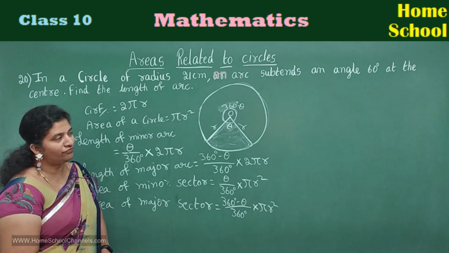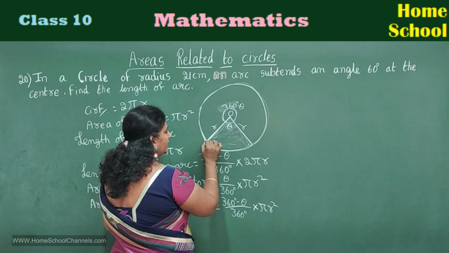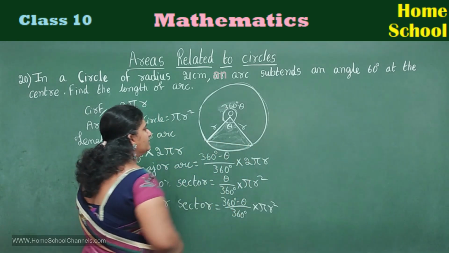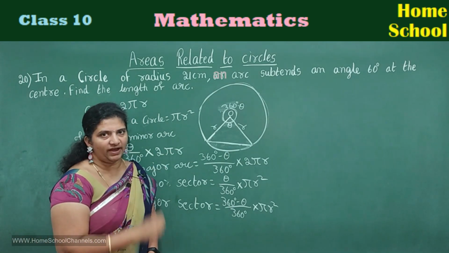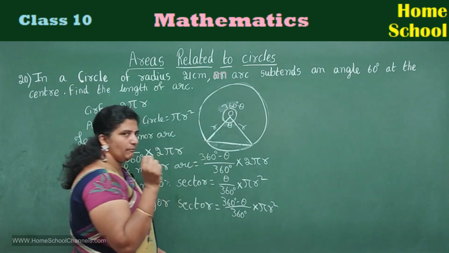Then coming to the next formula. Let me draw a chord. A chord is a line segment joining two points of a circle. Now this chord divides the circle into two parts. And what are those parts called? Segments.